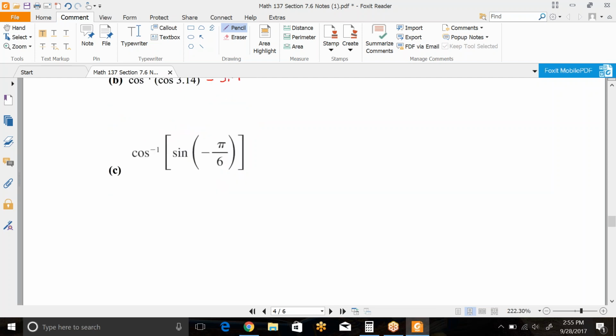When we get down to C here, notice they're not even the right trig functions. This is a cosine inverse and a sine inside. So we need to take this and draw a picture to see what's really going on, because we don't even have the right trig ratio relationship right here. This is inverse of cosine and regular sine.